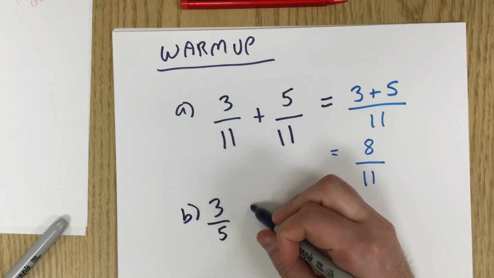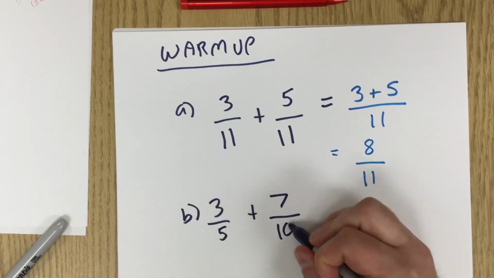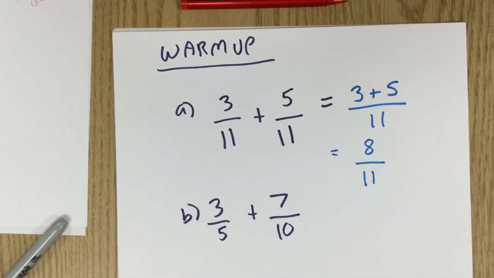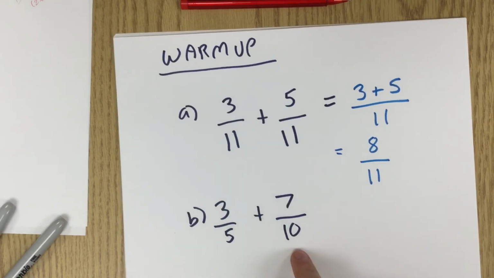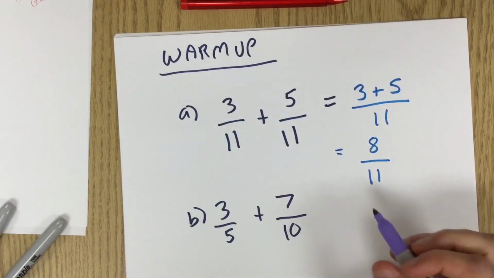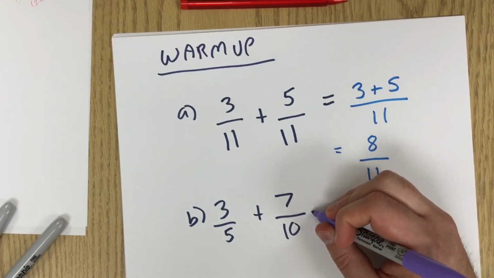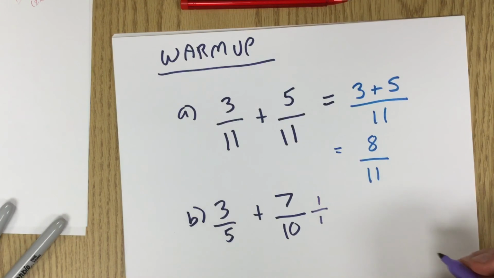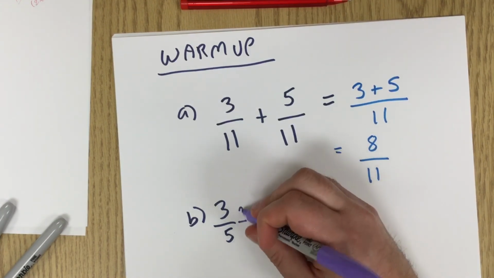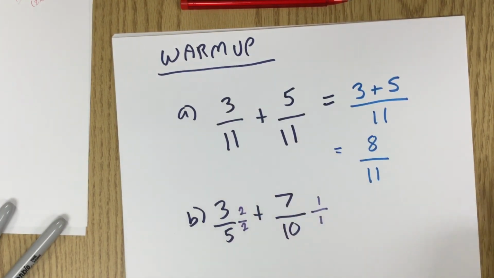Let's say we have 3/5 plus 7 over 10. Now they're not the same denominator, so we have to find a common denominator. The common denominator in this case would be 10. So that one's going to be fine. Essentially what we do is multiply by something over something. We're going to multiply this one by 1 over 1, and we're going to multiply this one by 2 over 2.